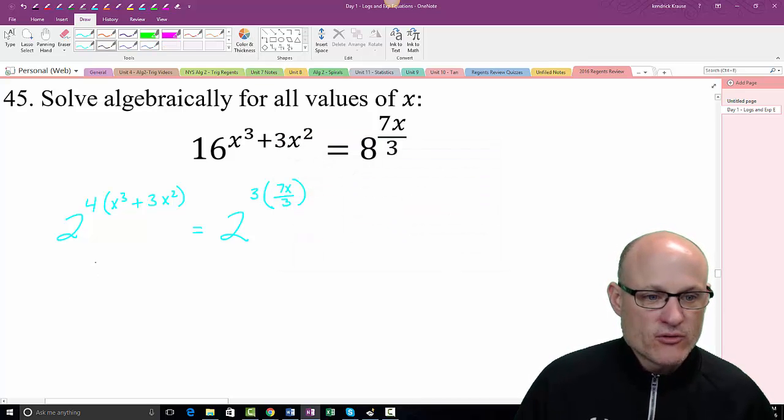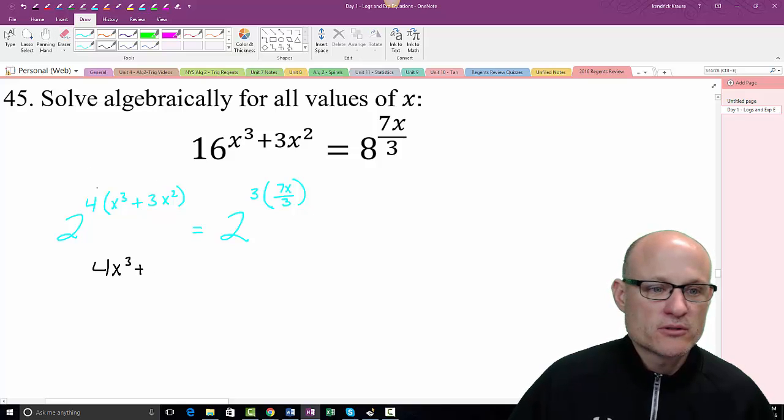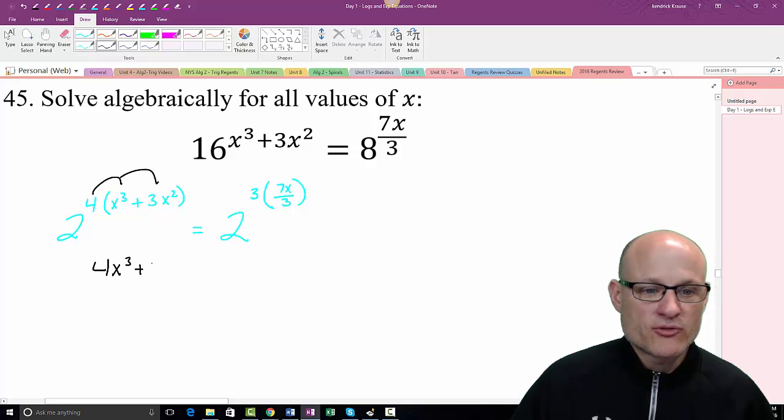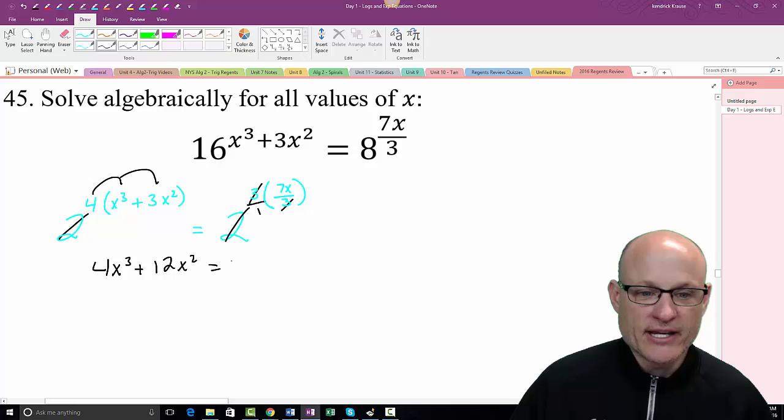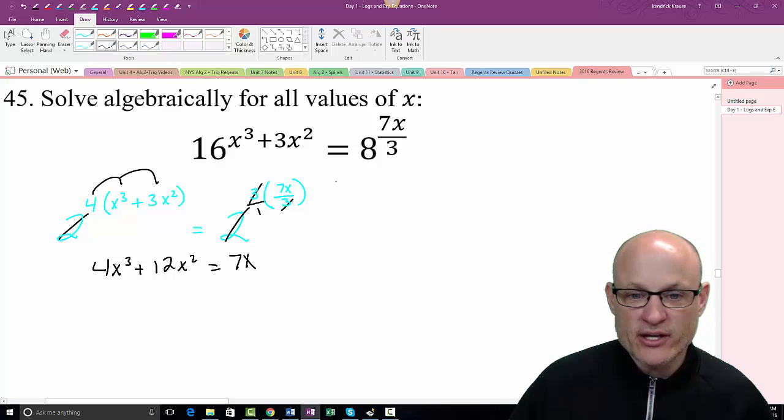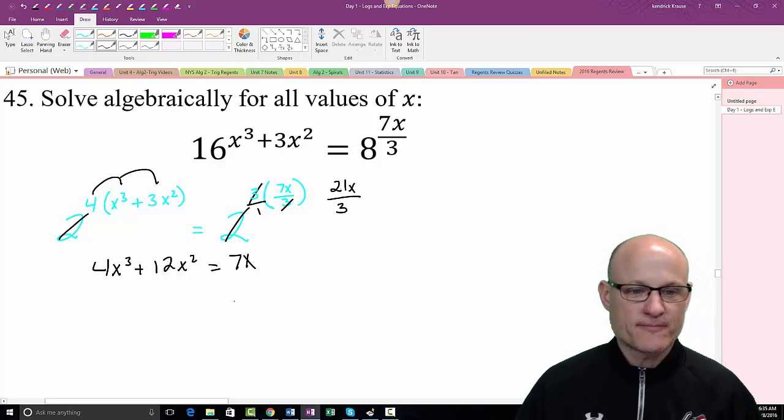So this is 4x cubed plus 3, distribute the 4, almost did it again, plus 12x squared equals, now these 2's, remember we're getting rid of these, we're just setting the exponents equal to each other. If I multiply 3 over 1 times this, the 3's cancel, and I end up with 7x. If you didn't do that, you'd end up with 21x over 3, but that's just 7x.